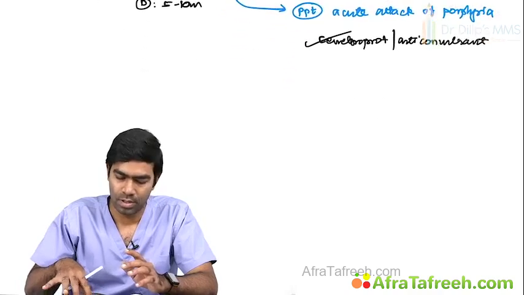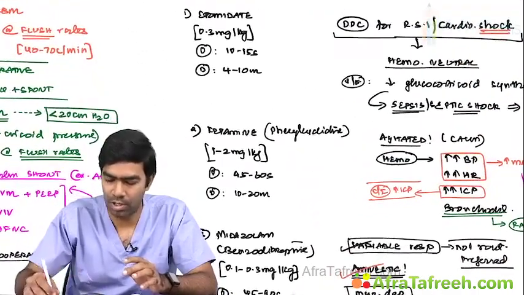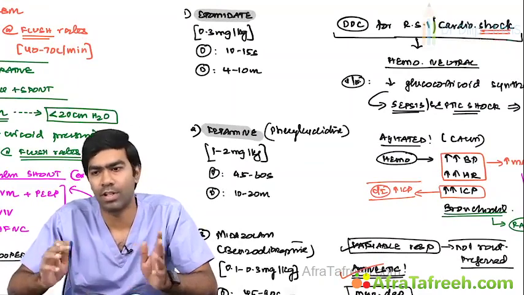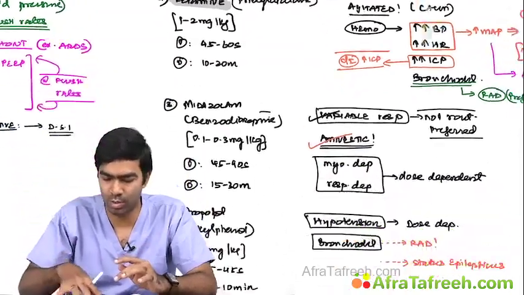Okay. So these are the different induction agents you are going to use in an RSI. But remember, the choice is always between etomidate versus ketamine right now. Whether you use etomidate or ketamine. Rarely propofol. That's it. Choice is over. Done. Midazolam is for exceptionally rare scenarios. Thiopentone, we don't use it at all.